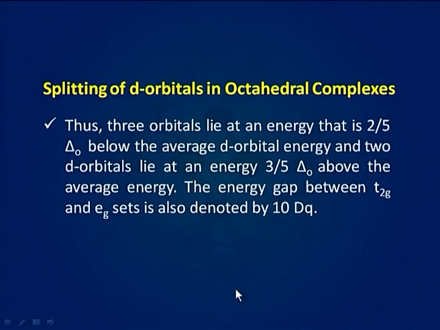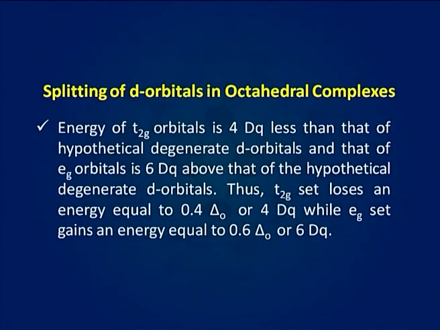Thus, 3 orbitals lie at an energy that is 2/5 delta O below the average d orbital energy, and 2 d orbitals lie at an energy 3/5 delta O above the average energy. The energy gap between T2g and Eg sets is also denoted by 10 Dq. Energy of T2g orbitals is 4 Dq less than that of hypothetical degenerate d orbitals, and that of Eg orbitals is 6 Dq above that of the hypothetical degenerate d orbitals.